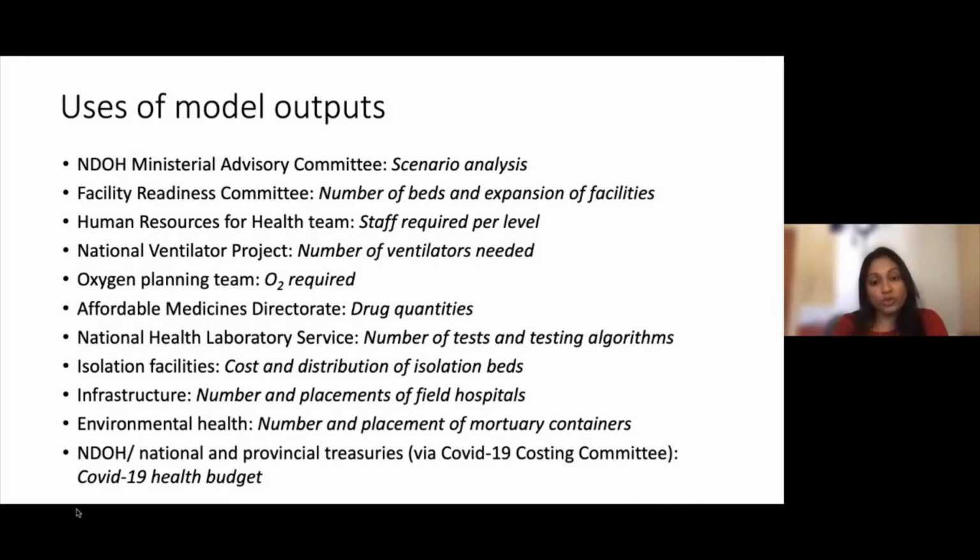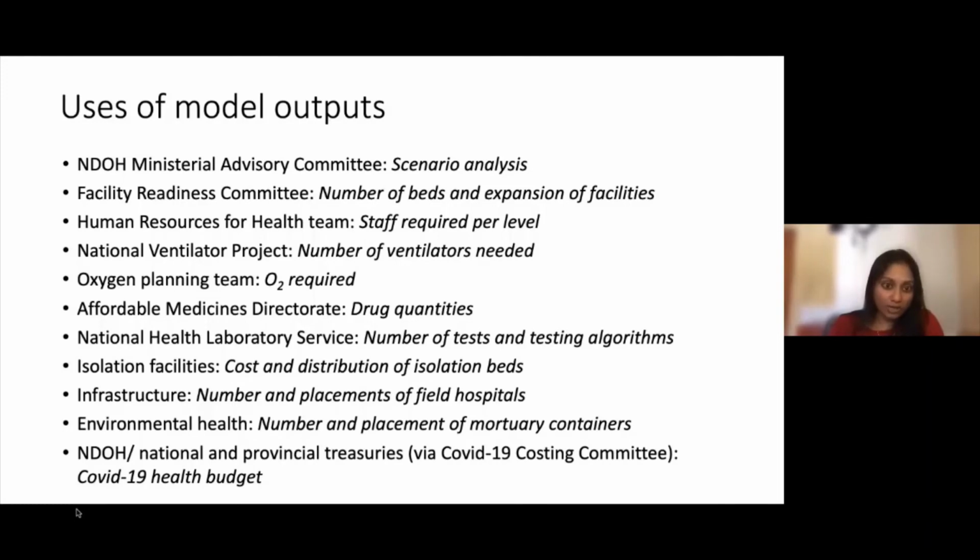Our projections were used to assist with the planning of staffing levels required in order to service these beds and facilities, assisting with the procurement of ventilation, on drugs required, on oxygen, as well as designing testing algorithms or prioritizing of testing and determining the number of test kits to be bought. And so our results were continually being communicated to a number of partners at different levels of government throughout the country.